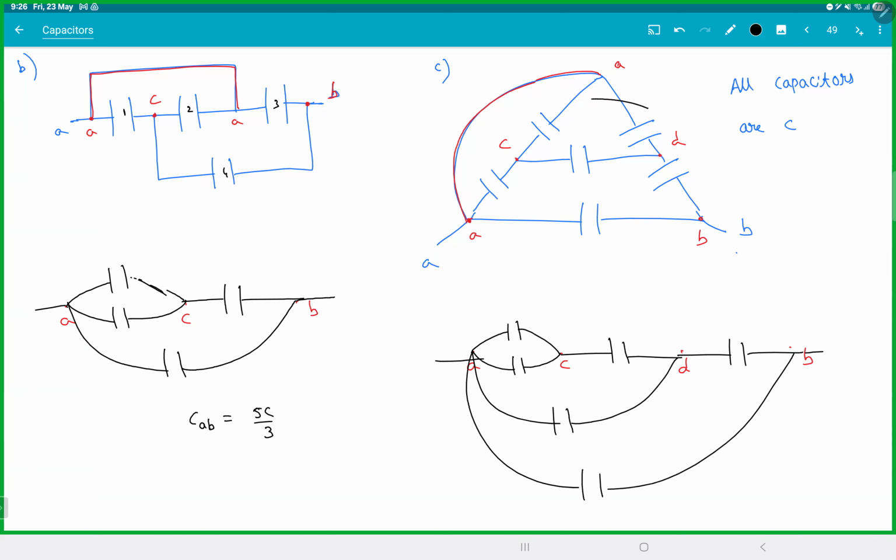Total, how many are there? Six capacitors must be there. There are six. This is how the circuit looks. Check. What is the equivalent for this? Get it?